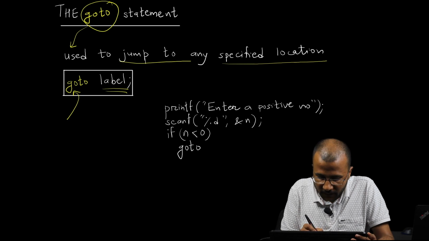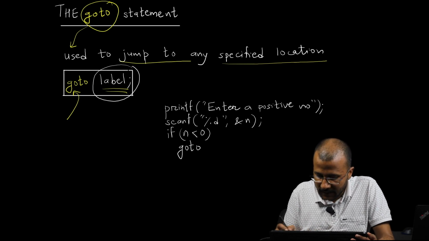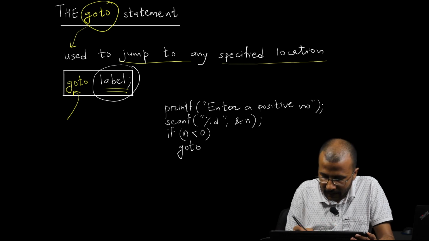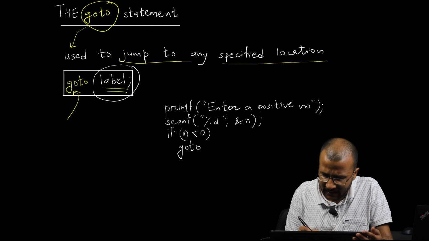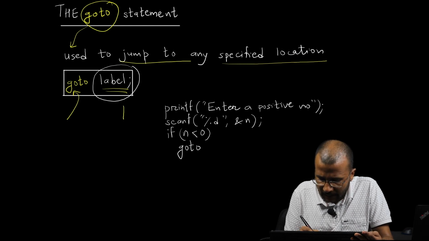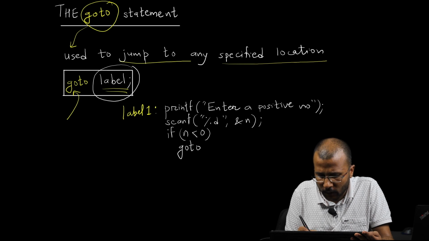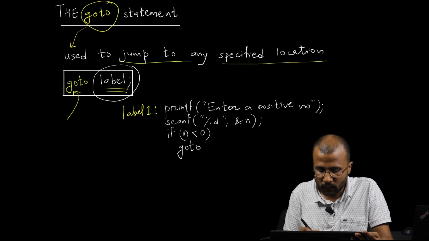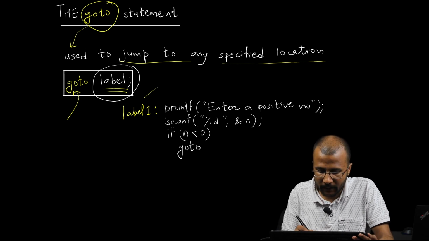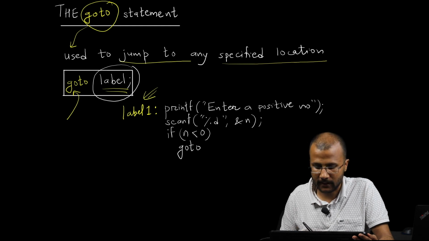First of all, you need to have a label in order to use the goto. So let's put a label on this printf statement, enter the positive number. The label can be any valid identifier. Let me give the label as label1. You can give any label and then you give a colon here. This is what you need to write down. Any valid identifier is okay as a label.